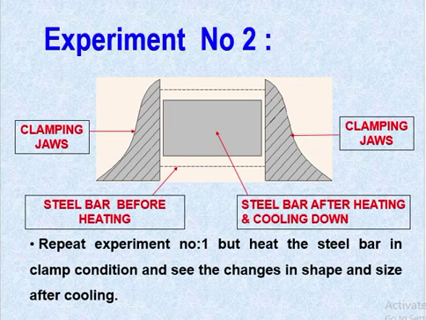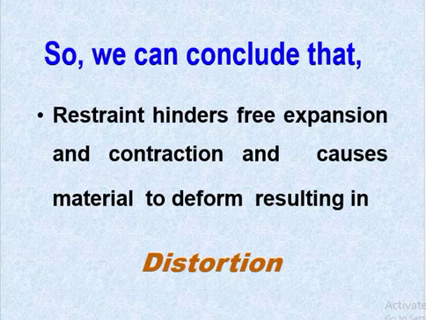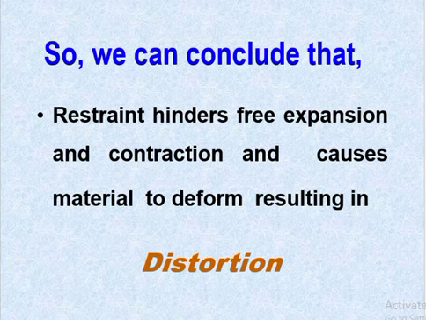There is restrained expansion, but in cooling there is a change in shape and size. So we can conclude that restraint hinders free expansion and contraction and causes the material to deform, resulting in distortion. The restraint of expansion and contraction causes what is called distortion.